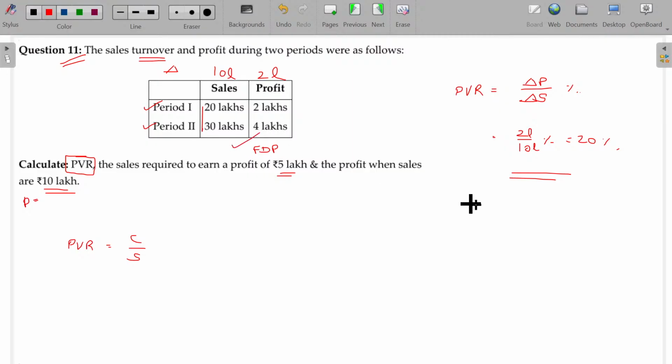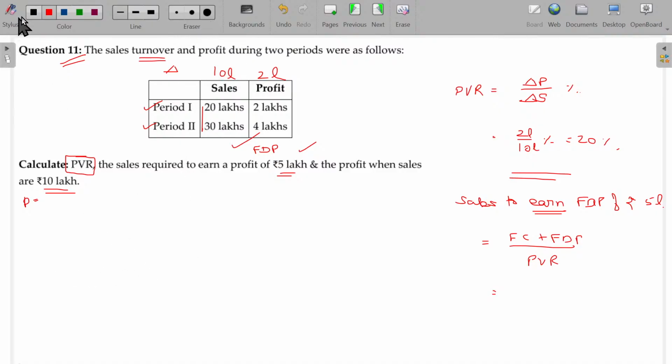And in case of fixed desired profit, what is the formula? Sales to earn a fixed desired profit of rupees 5 lakhs. The formula is fixed cost plus fixed desired profit divided by PVR, or divided by contribution to sales. Fixed cost, we don't have the fixed cost. How can we calculate the fixed cost?